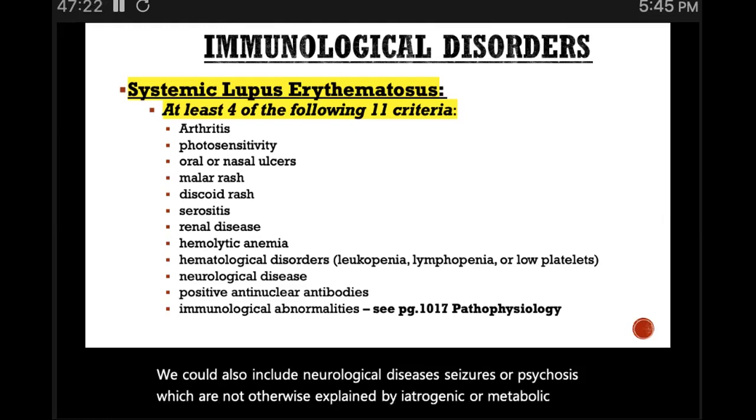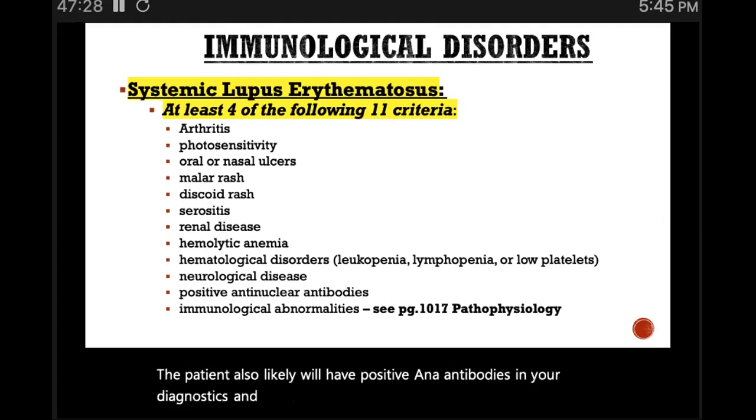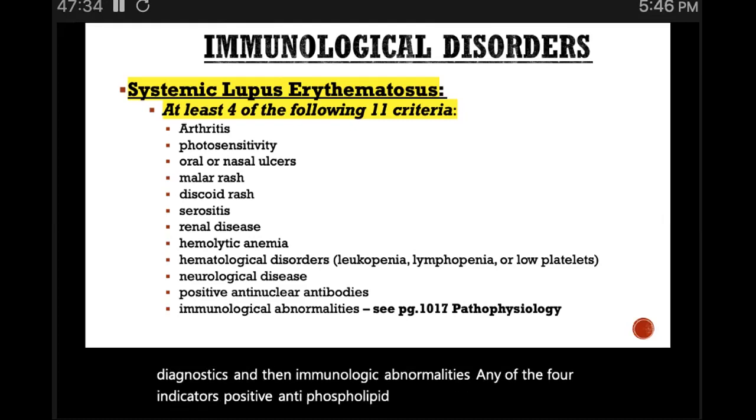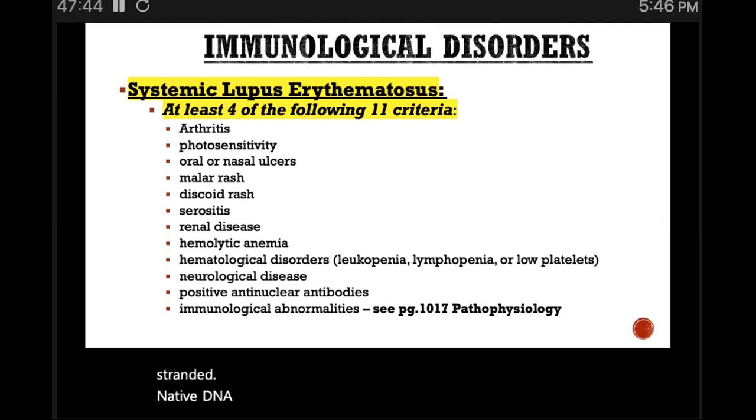The patient also likely will have positive ANA antibodies in your diagnostics. And then immunologic abnormalities, any of the 4 indicators: positive antiphospholipid antibodies such as anticardiolipin or lupus anticoagulant, antibody to double-stranded native DNA, or a false positive serological test for syphilis.